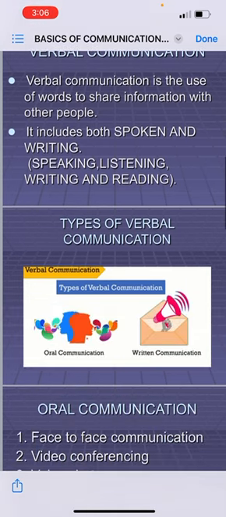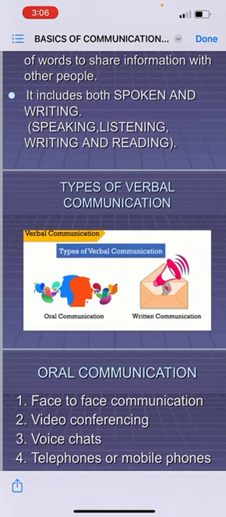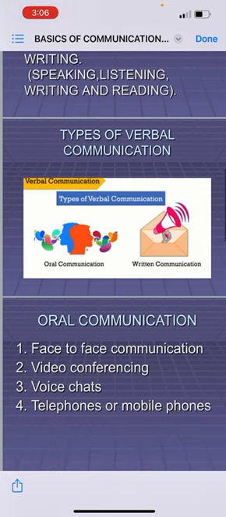There are some types of verbal communication. First is oral communication and the second one is written communication. Both play a very important role in this topic. In oral communication, there is face-to-face communication. When we meet someone and we usually convey our message to the other, that is known as face-to-face communication. And video conferencing, voice chats, telephones or mobile phones help us to convey the message to a person who lives far away from us. Like these days, online education and online meetings are held only with the help of video conferencing.